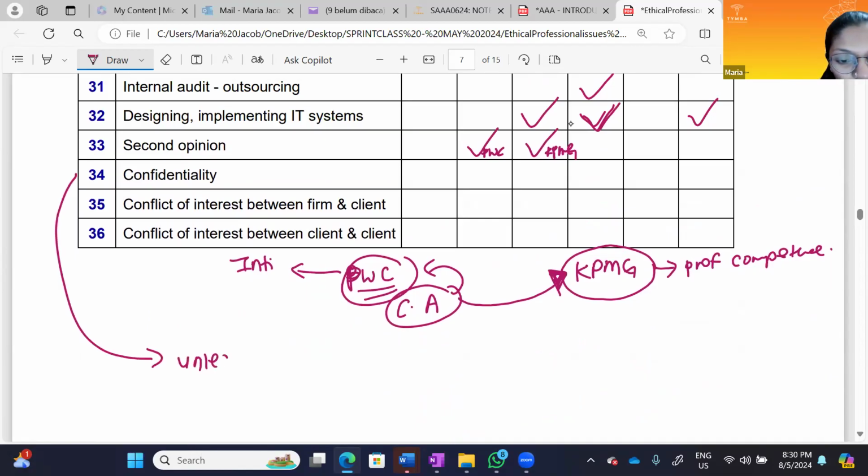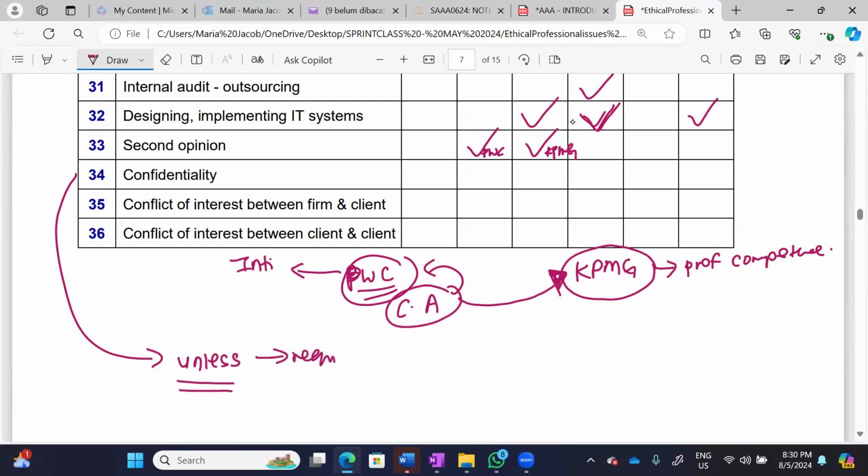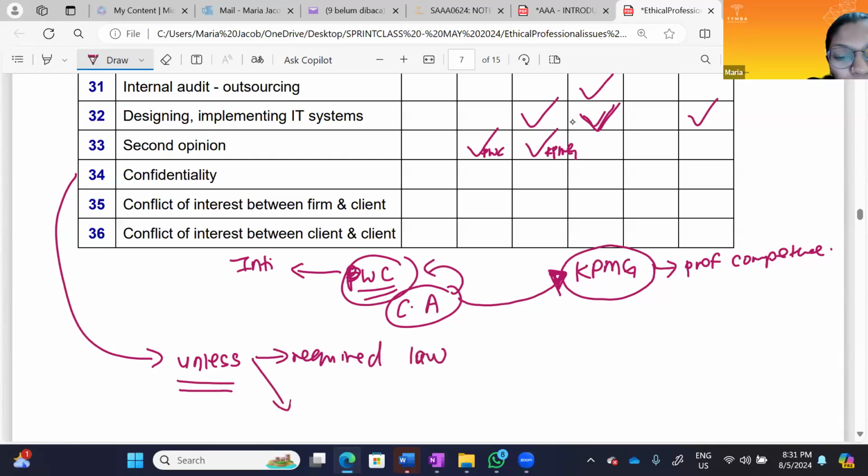Can we disclose? We cannot disclose unless it is required by law, yes, right? Unless it is required for two reasons. Okay, so what is the reason? One is a court decision. Yes. Okay, so even that is required by the law.